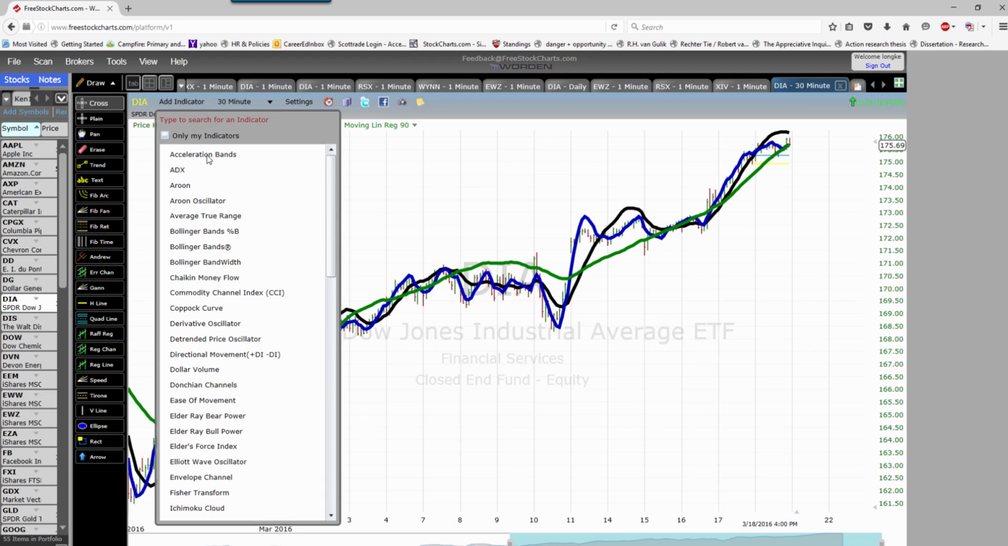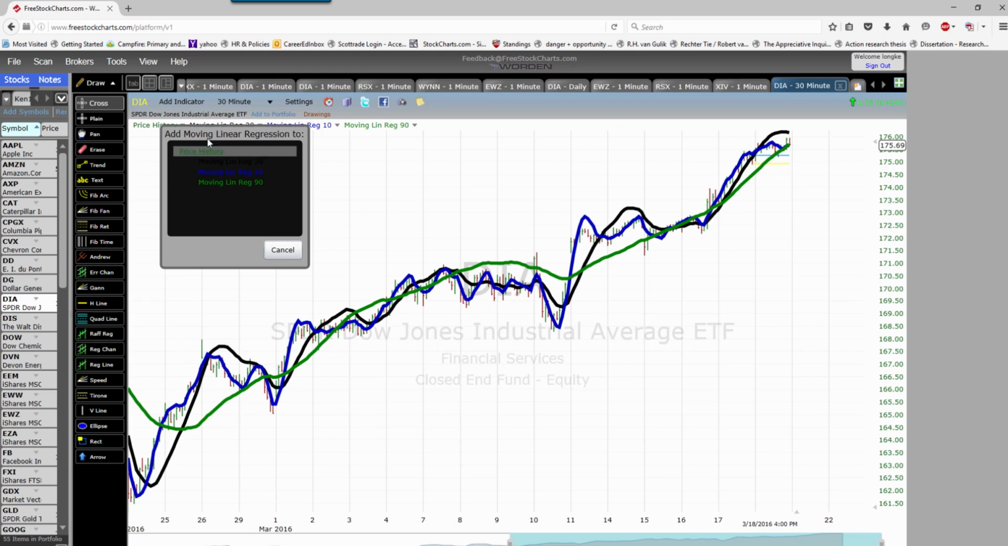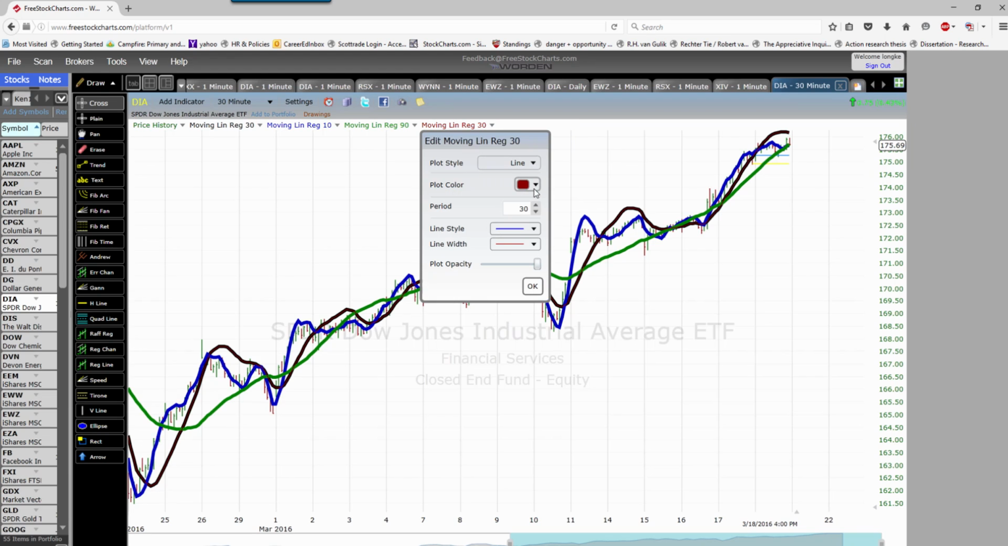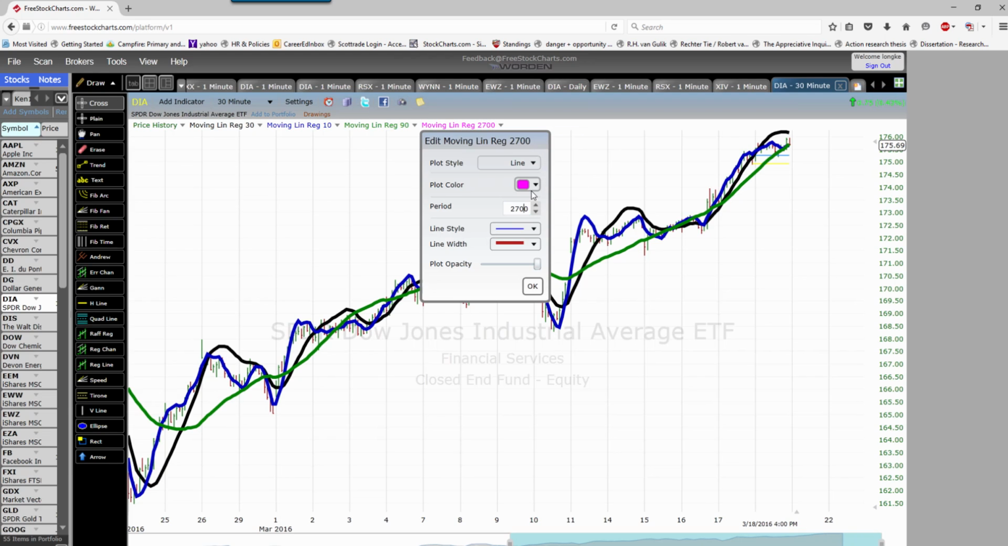So let's add the moving regression line. And we color him purple. 270 and thick. Pardon me, not the 2700 period. Let's just use the 270.